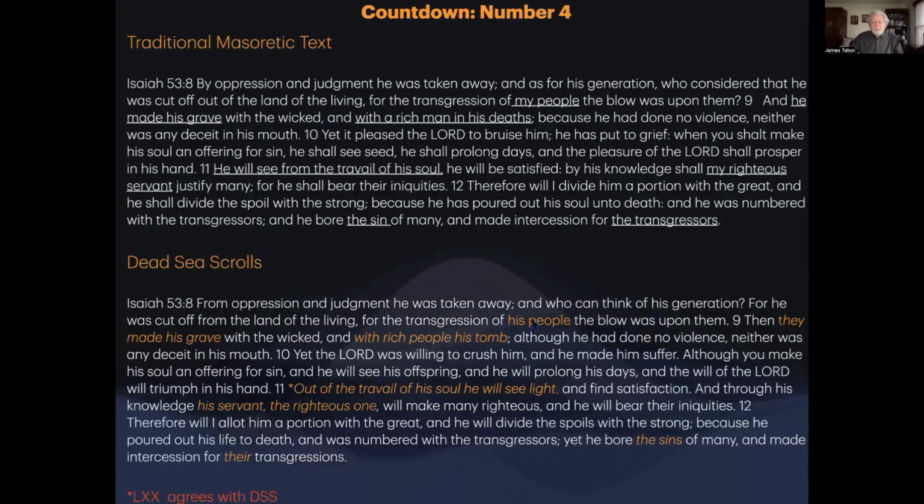And so I color coded some of the differences. And you'll have to decide are they significant or not. But this is a very important passage for Christians and Jews who read this as the sufferings of the servant Israel, the people Israel. But notice here you have my people, his people. Is that important? He made his grave with the wicked. They made his grave with the wicked. With rich people, his tomb, with a rich man in his deaths. So you can see there are differences.